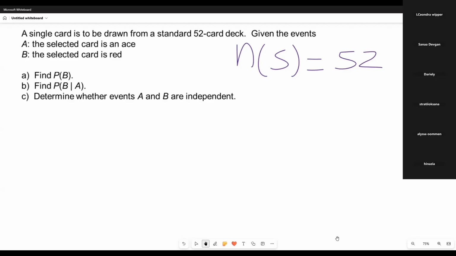So we talked about cards before, right? So the sample space here has 52 cards. So the number of outcomes is just 52. They give you two events. A is that the card is an ace.